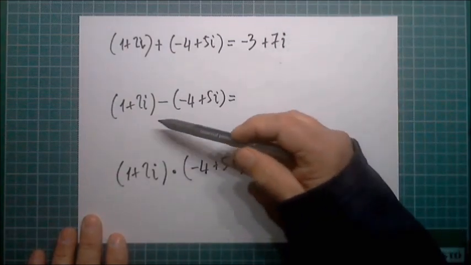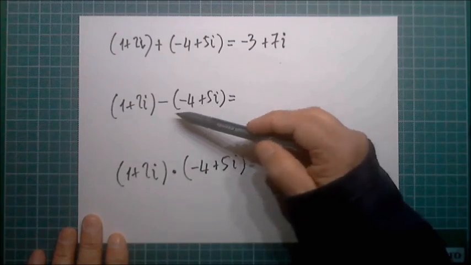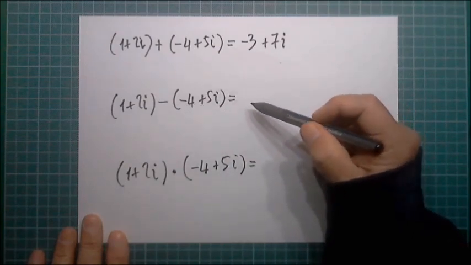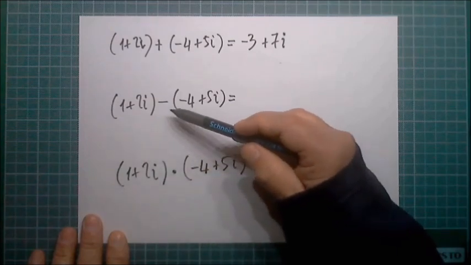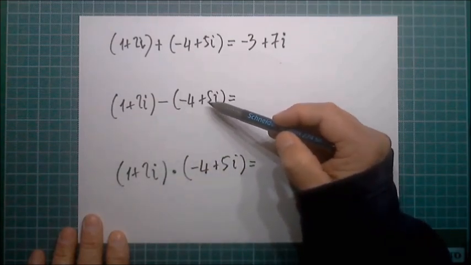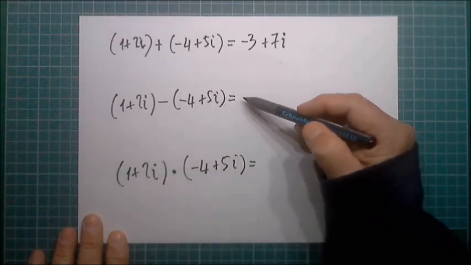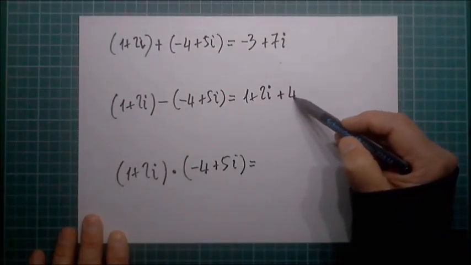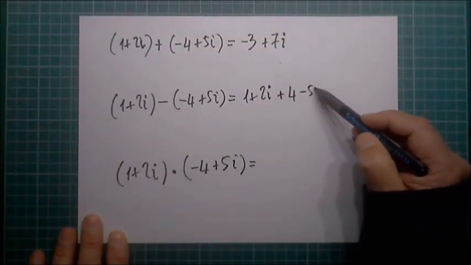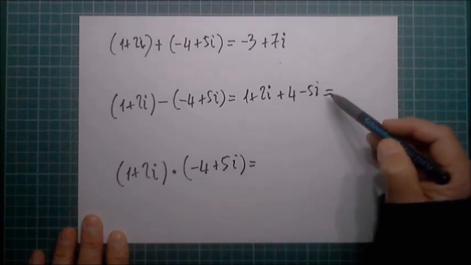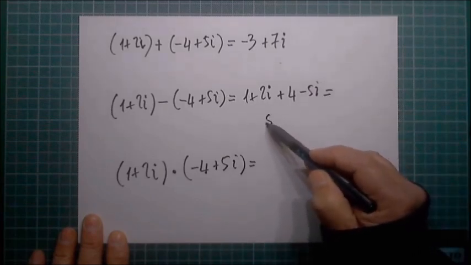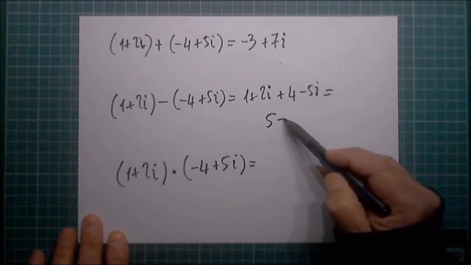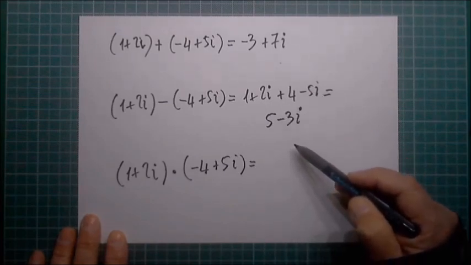What happens if we want to subtract two complex numbers? Okay, let's follow the example. 1 plus 2i minus (4 plus 5i). We eliminate the parentheses, which means 1 plus 2i minus 4 minus 5i, and finally we get 1 minus 4 equals minus 3, and 2i minus 5i gives minus 3i.